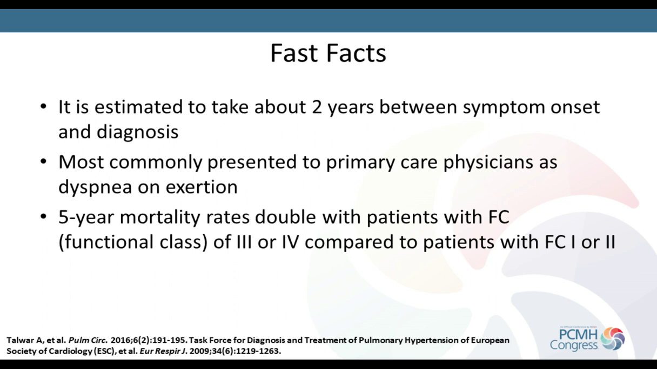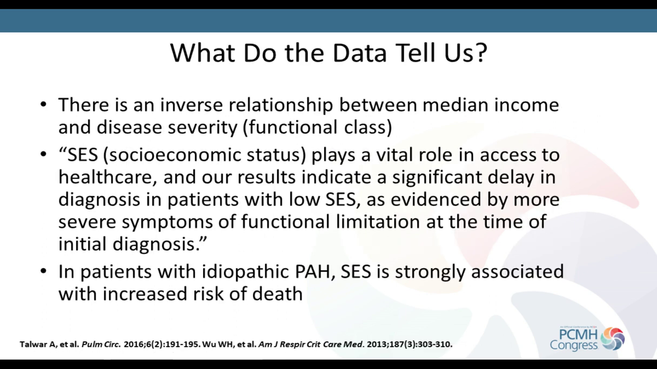And this is so devastating to patients because their mortality rate increases the longer it takes them to be diagnosed. So it's very important to think about this and recognize it when you're seeing patients and think about pulmonary hypertension. So what does the data tell us? The data tells us that there's an inverse relationship between socioeconomic status and disease severity.